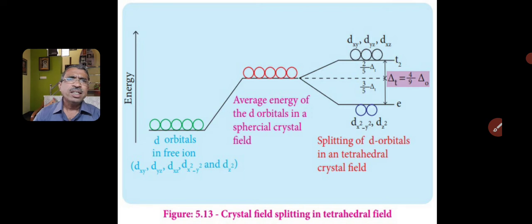This slide shows the splitting of the orbitals in a tetrahedral field. As I said, in a tetrahedral field, the ligands approach in between the axes. Since the dxy, dyz and dxz orbitals are in between the axes, they get higher energy, and the dx square minus y square and dz square orbitals, which lie along the axis, get lower energy.